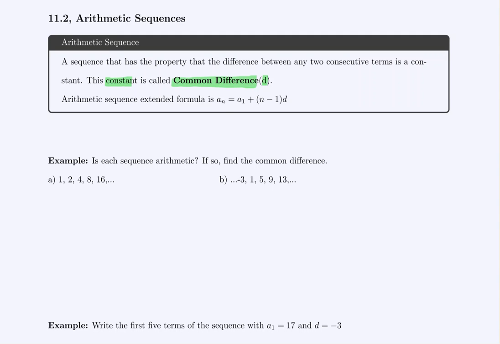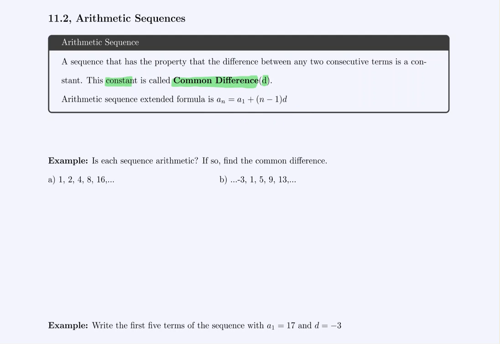So to find any nth term in the sequence, all you would do is start at the first term, and then since we're at the nth term, we've moved over n minus 1 times. Each one of those moves, you add the common difference d. We know repeated addition is the same as multiplication, so we add n minus 1 times d.